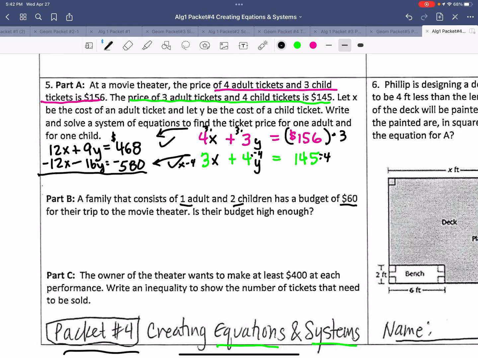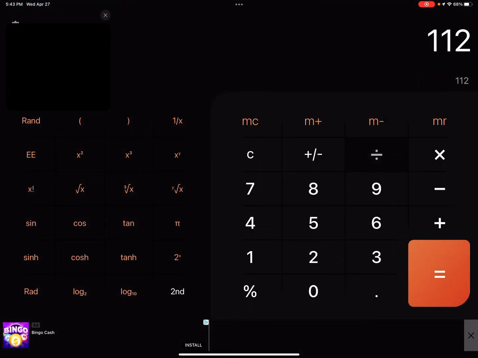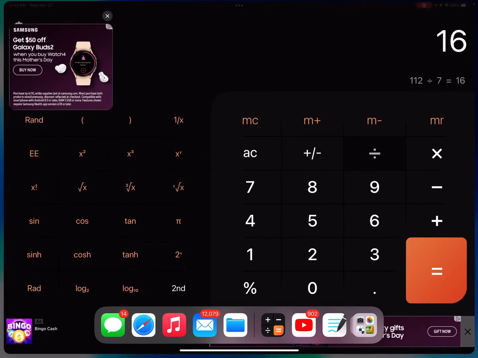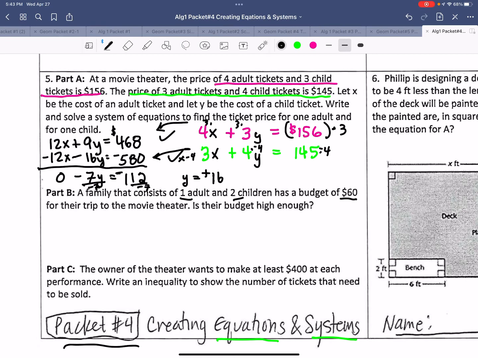All right, so what do I get? Now I'm vertically going to cancel this. So this, notice how I've lined them up like that. This would be -7y. This is, what do we got here? -2, 1, 1. Okay, so I'm going to divide by -7 on both sides, and we get y is equal to -112 divided by -7. 112 divided by 7, 16. Y is 16 because a negative divided by a negative is a positive.